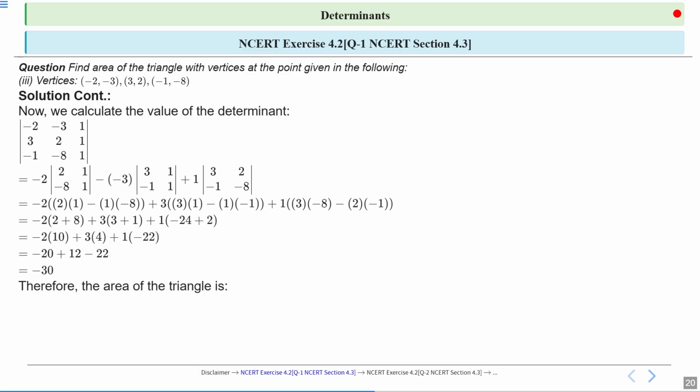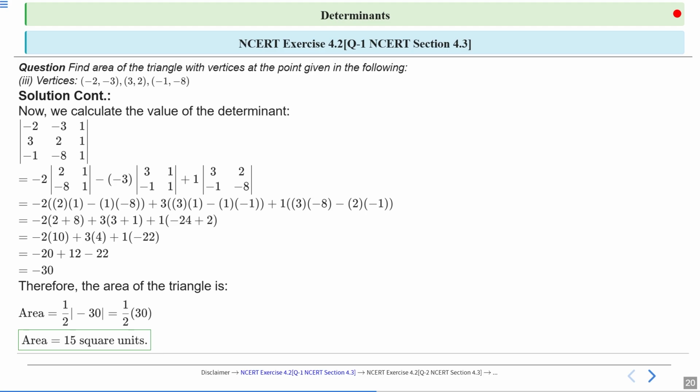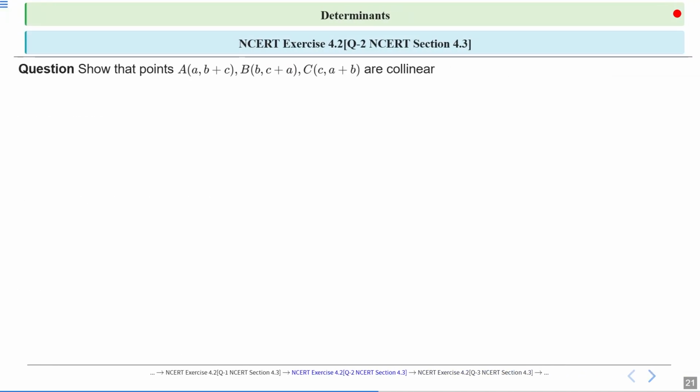Therefore, the area of the triangle is 1 by 2 times 30, that is 30 by 2, that is 15 square units. That's the area of the triangle.